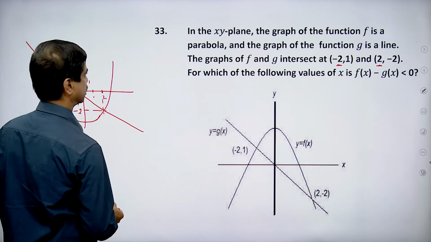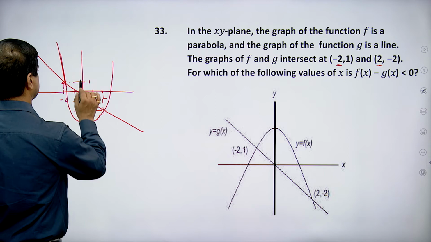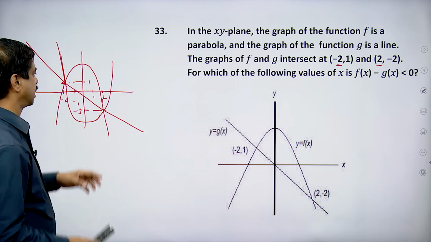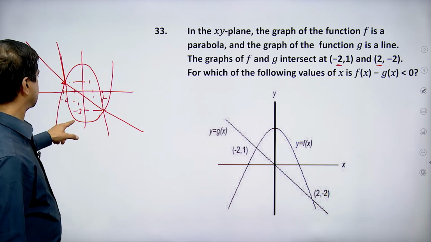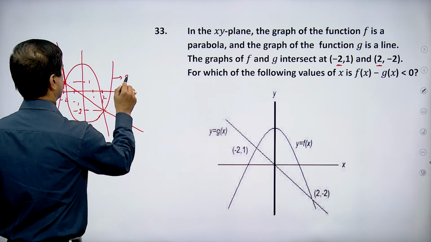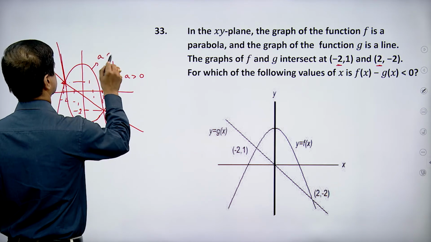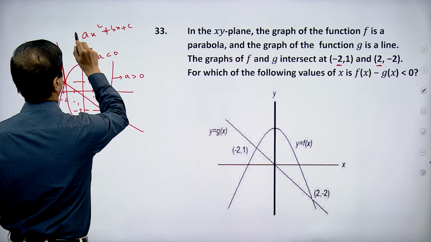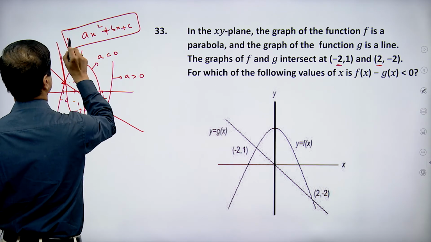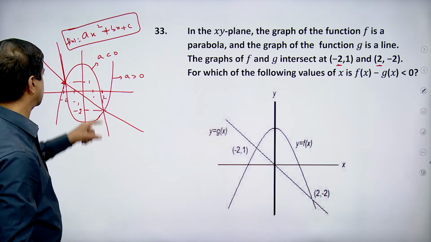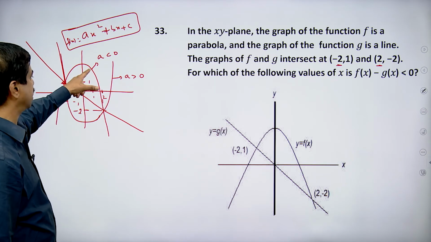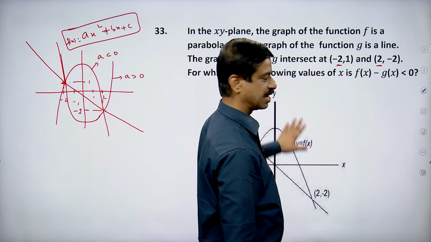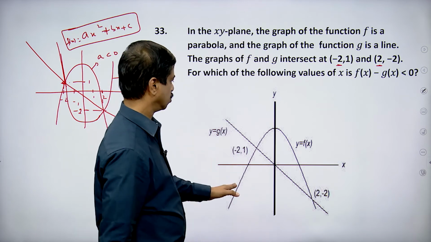See, either way, this way it is possible, and again this way also it is possible. This is a case where a is less than 0, and this is a case where a is greater than 0, if it is of the form ax square plus bx plus c. So, this will be the curve if a is greater than 0. This is the curve if a is less than 0. We have taken this graph. So, this is the given graph actually.